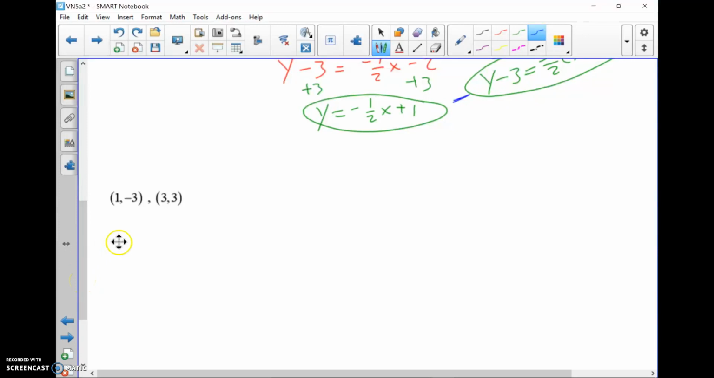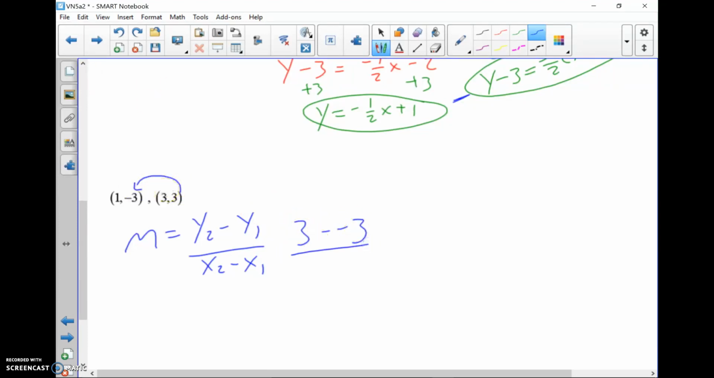Well, since we need the slope, luckily we have a slope formula: y2 minus y1 over x2 minus x1. So we're going to have to do the slope formula with these 2 points. And then once we have that, we'll have the slope, and we could use either point we want with our point-slope formula. So for the slope formula here plugged in, that's y2 minus y1 is 3 minus negative 3.